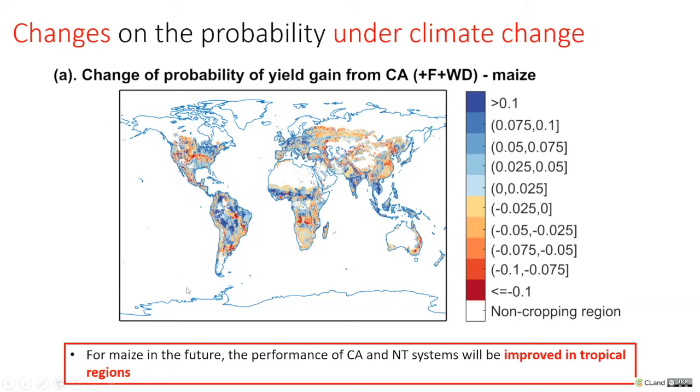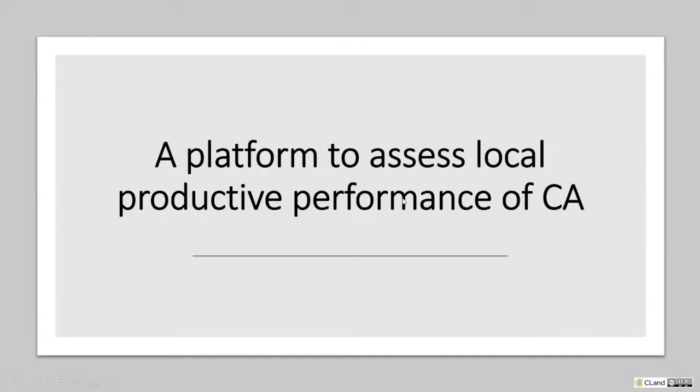And here we show that for maize in the future, the performance of CA will be improved in many tropical regions. So in those regions, if we want to apply conservation agriculture for maize, we can expect a better performance in the future.